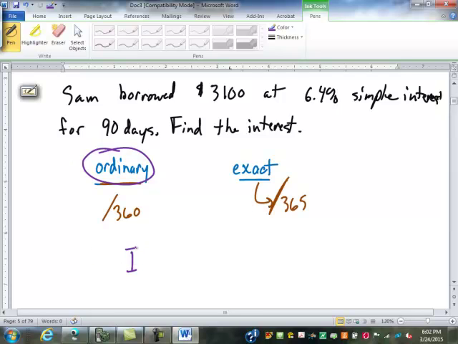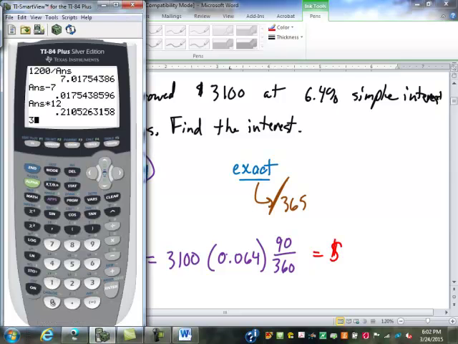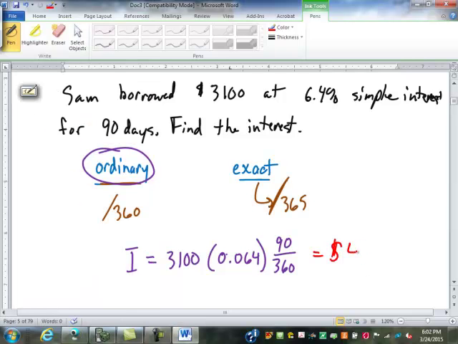So for this one, the amount of interest is the principal of $3,100 times a rate of 6.4% is going to become 0.064 times 90 days over 360. So 3,100 times 0.064 times 90 over 360. $49.60 interest. What do you think? Not so bad?